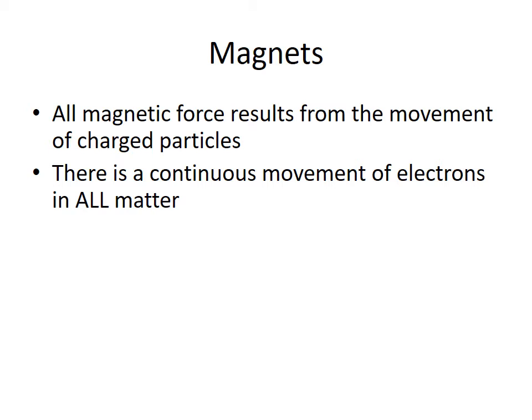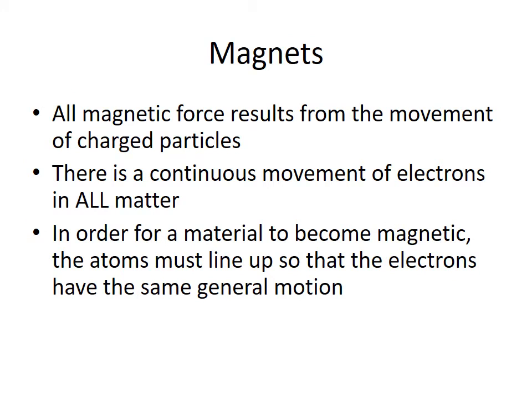Now what's interesting though is that each of these little atoms, which are magnets in themselves because they have a magnetic field, are not necessarily very strong. So in order for a material, like say a pencil or a nail or anything else, to become magnetic, those atoms, which are little magnets themselves, have to be lined up so that the electrons have the same motion, so that the electrons are pulling in the same way.